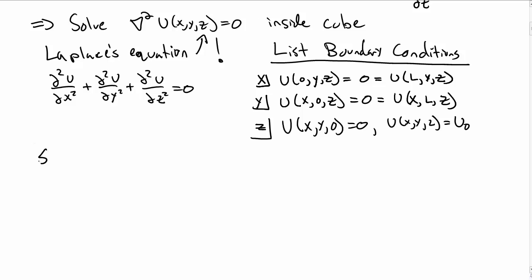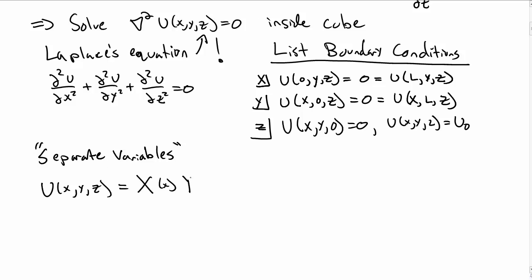Okay, to solve a problem like this, we're going to, of course, separate variables like we would do in any type of solution to Laplace's equation. We just have one extra dimension. So now we'll write U as capital X, which is only a function of x, capital Y, a function of y, times capital Z, a function of z.